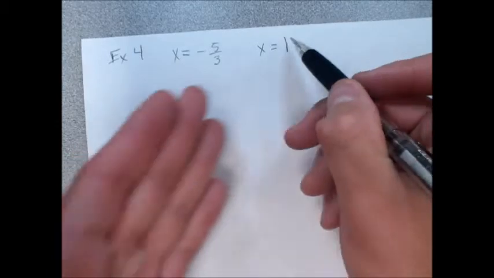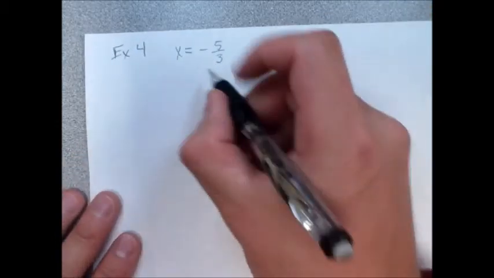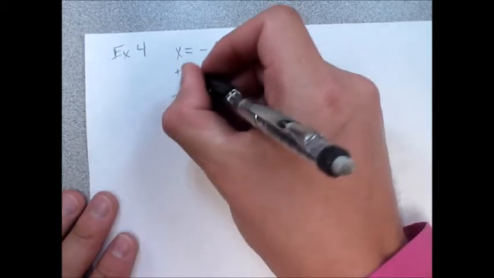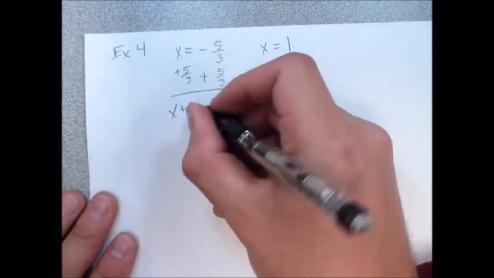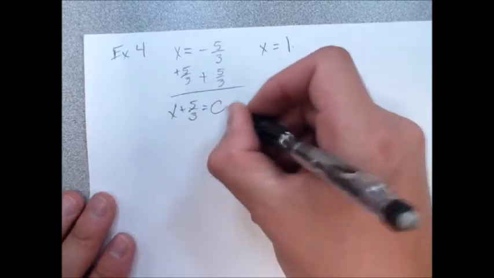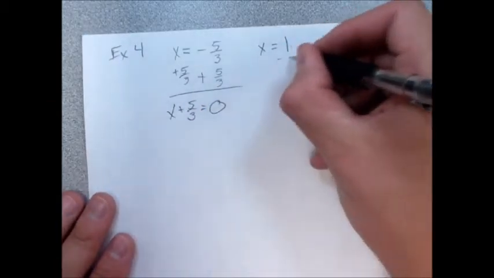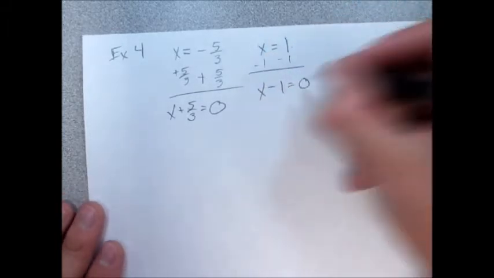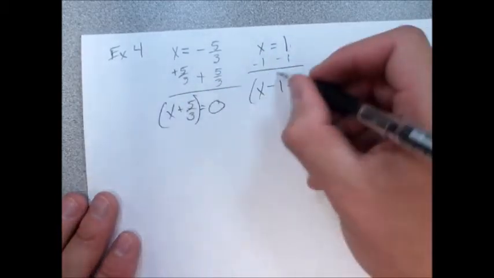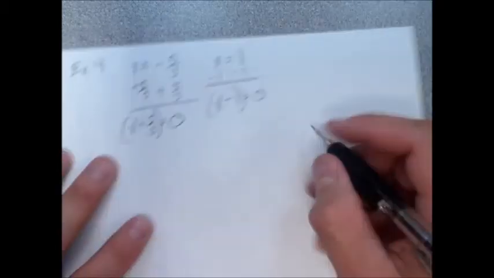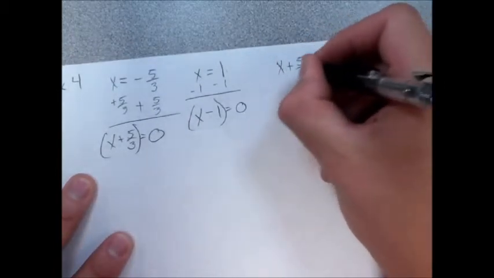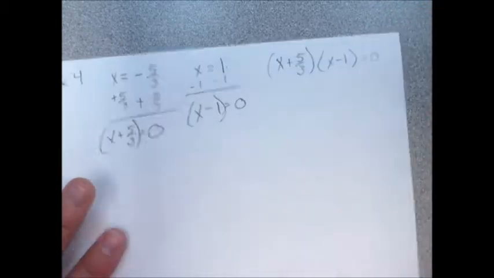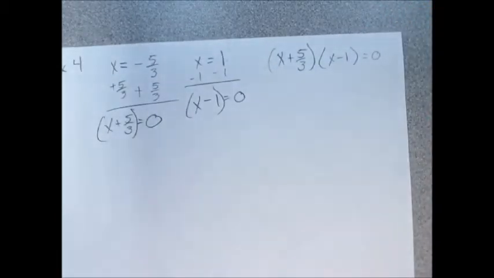So how am I going to get 0 back on our right hand sides? I have to add 5/3 on this one. So I get x plus 5/3 equals 0. And then over here I would have to subtract 1. So I'd end up with x minus 1 equals 0. So now these were the factors of the quadratic that it made. So I can write in those factors. So x plus 5/3 and x minus 1. And from there, I can rebuild my quadratic equation from the zeros.